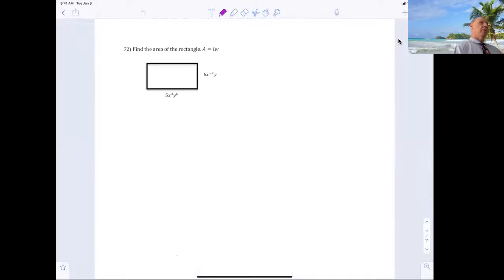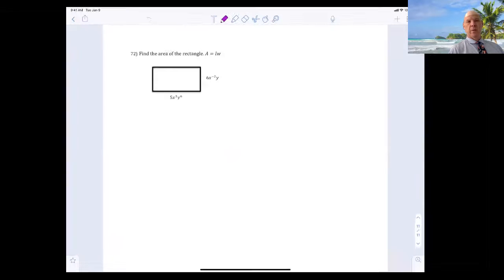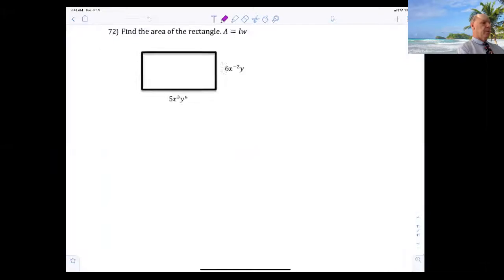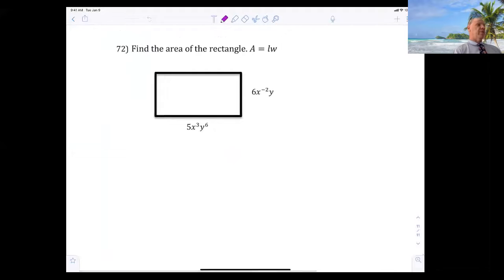All right, here we go. Number 72. Now, again, let me go ahead and make this a little bigger. Okay, find the area of the rectangle. Remember, area is just length times width. So area equals length times width, so I'm just multiplying those things together.